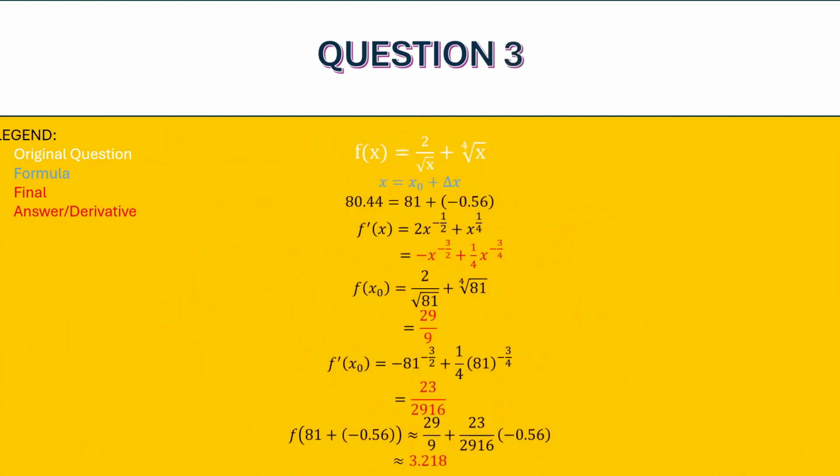So now I'm going to talk about question 3. Question 3 asks us to use the linear approximation to estimate the value of 2 over square root of 80.44 plus the fourth root of 80.44, correct to 3 decimal places.